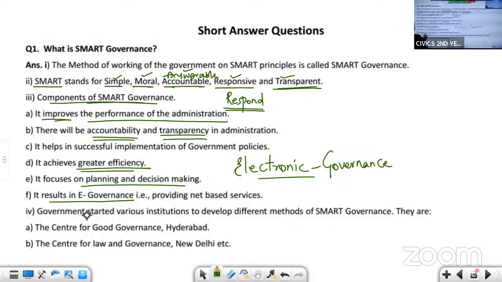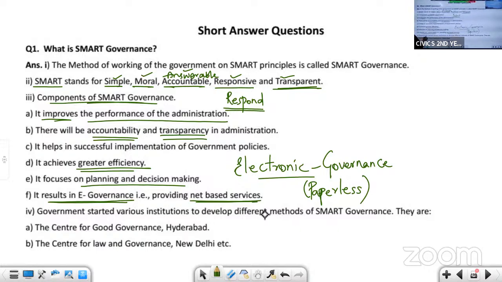So smart governance resulted in e-governance. E-governance is electronic governance, or we can also say paperless governance. Now we are not using paper. Everything is based on internet services. Right from birth certificate to death certificate, registration of the property, everything is done using net-based services. You need not wait for the officers or officials. You need not stand in long queues.